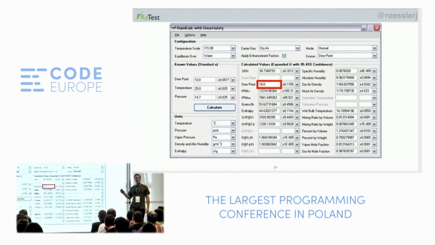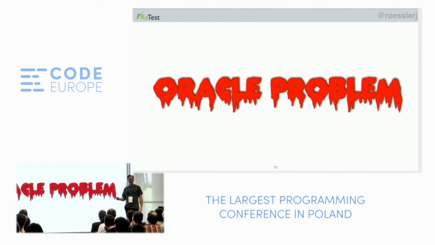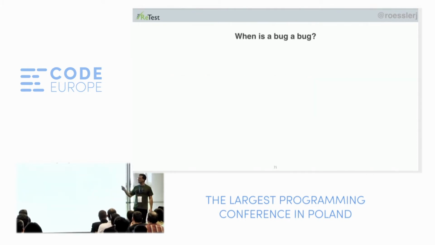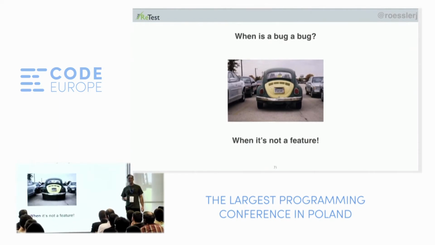And the monkey has just the same problem. The monkey executes your software and finds values, whatever. How should it know whether this is correct or not? This is called the oracle problem: deciding whether it's right or wrong. And this is an even bigger problem, because even humans don't know. When is a bug a bug? Well, when it's not a feature. So management decides.